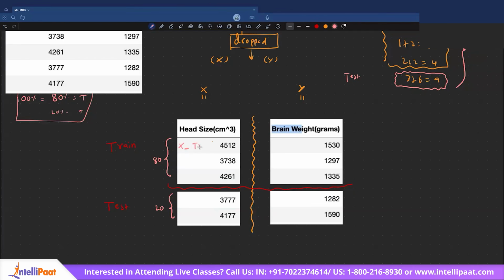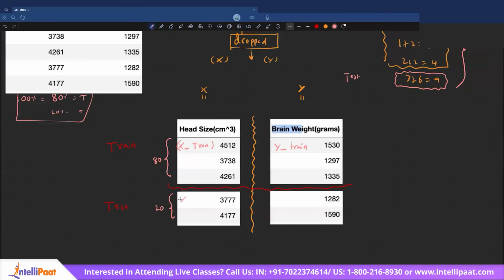So this variable is going to be passed into the machine learning model as which variable? X train. This part of the data, 4512, 3718 and 426, will be going to the machine learning model as X train. Now tell me, is this Y or X? Y. Is it training or testing? Training. So this will become my Y train.